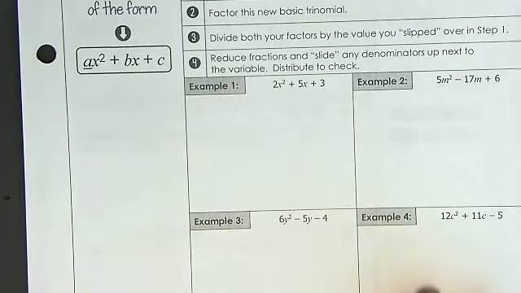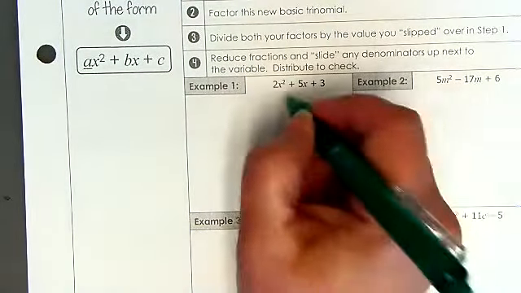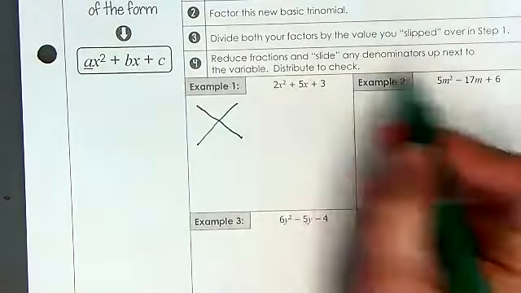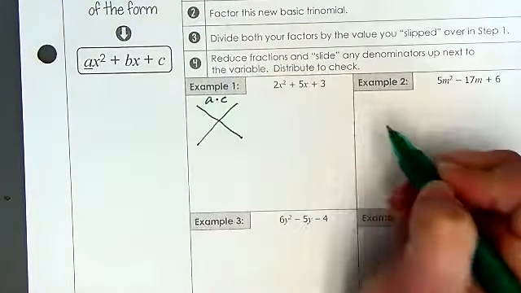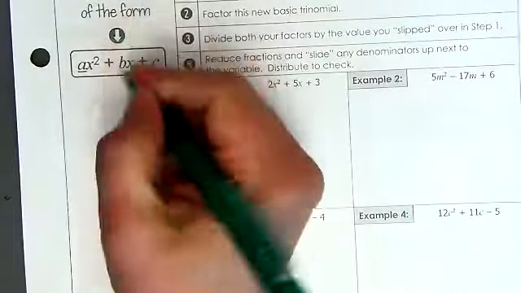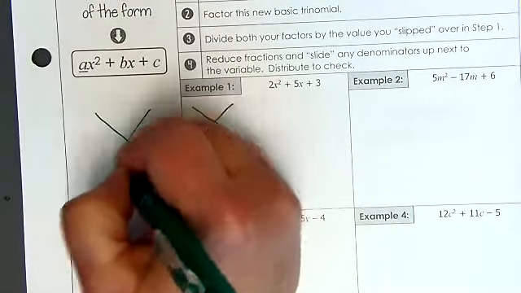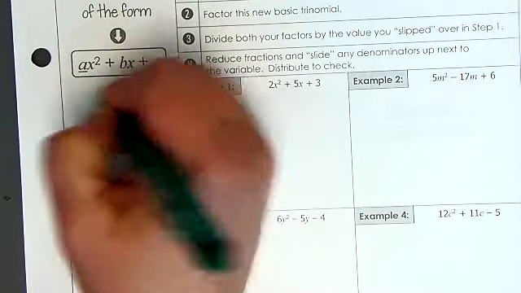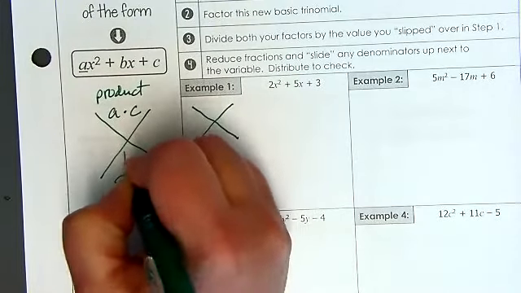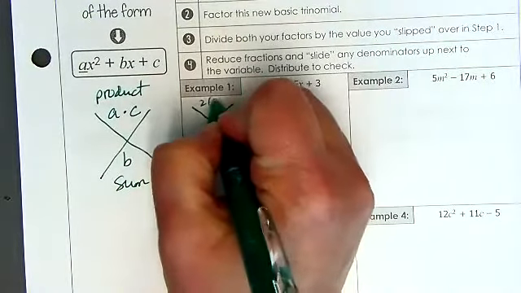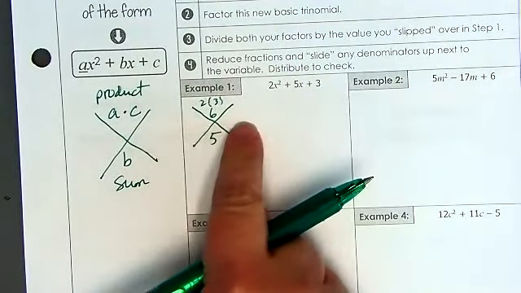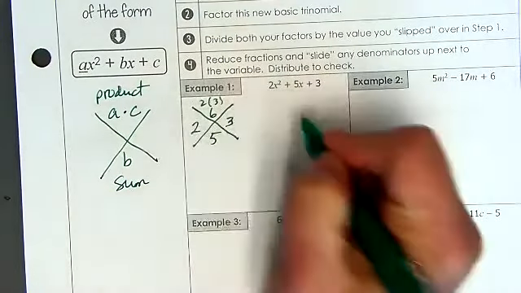Okay, so when I do this, for this trinomial right here, I start by product sums. Remember, it's A times C. So when we have the X, it's A times C because it's the product over the sum. And then this is B. So therefore, this is 2 times 3, which is 6. And then my B is 5. So I need 2 numbers. So I'm going to have 2 and 3.